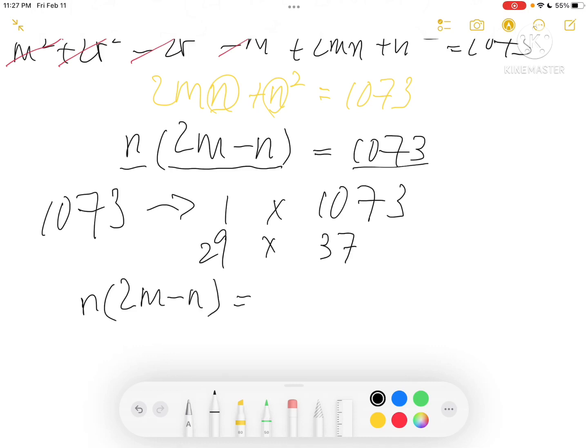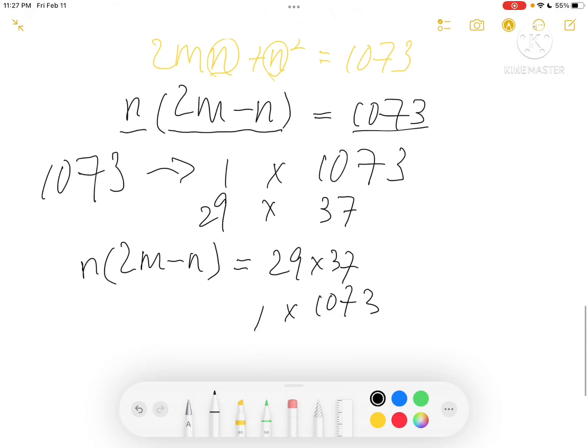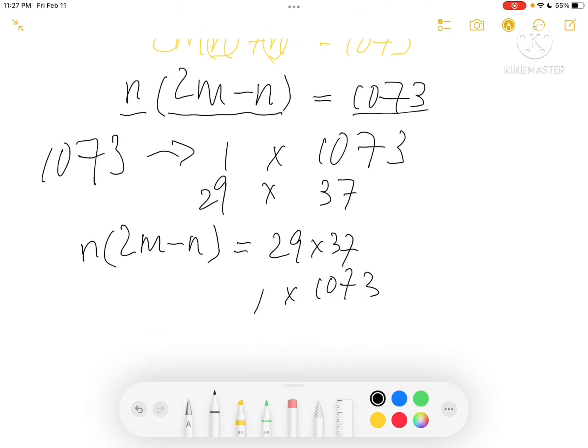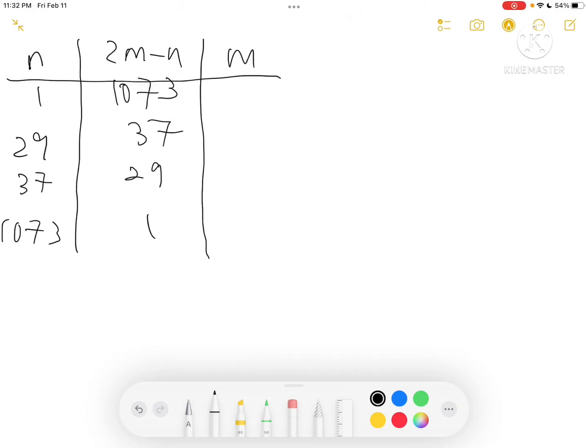So n times (2m minus n) can also be equal to 29 times 37, or it can be equal to 1 times 1,073, sorry. So here's a list containing all the possible values of n and 2m minus n.